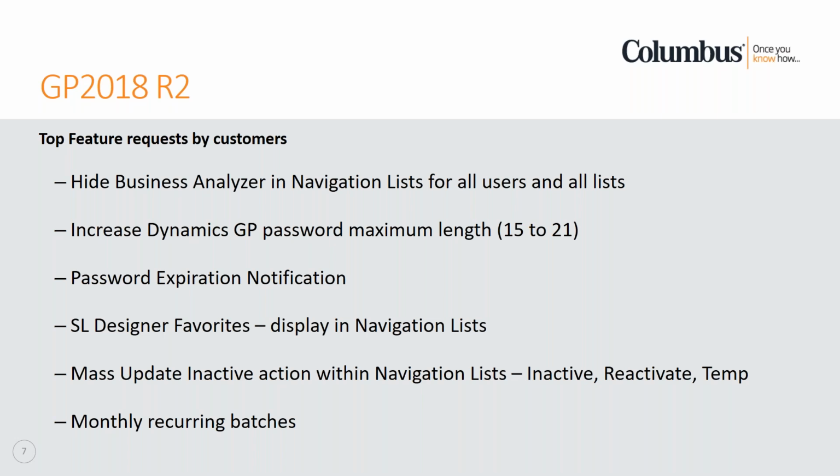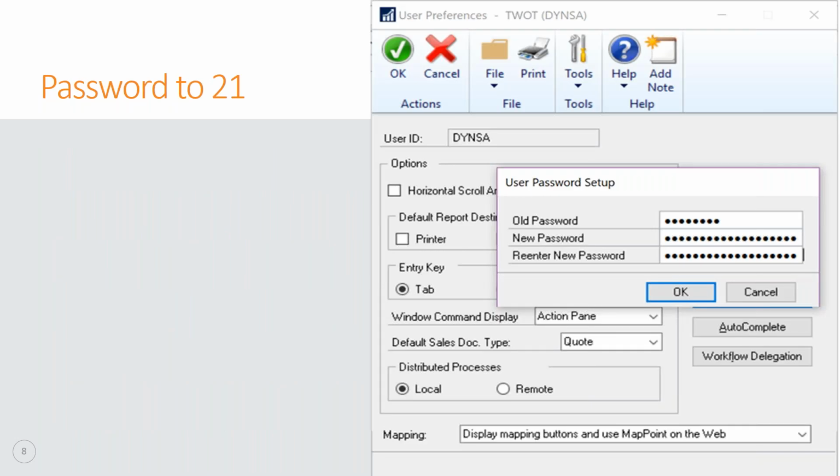And so some of these I've just pulled the screenshots out so we didn't have to spend time navigating. But the password area, when you're on the user setup or user preferences and changing your own password, you'll notice that you can key more into the field. The field was always long enough, but the keyable length stopped us at 15. And now we can go all the way up to 21 if you're really into security.